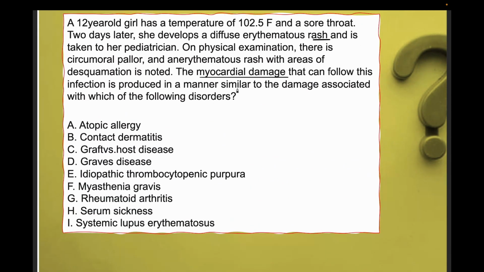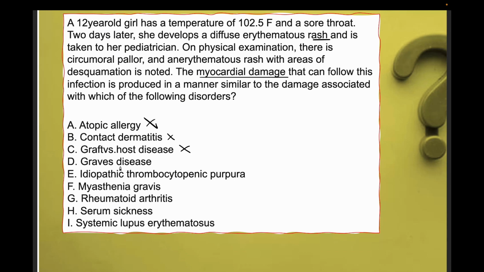Okay? So they are asking us for a disease that is similar to rheumatic fever. First, atopic allergy. Allergy, is it type 2? No, it's type 1. So wrong. Contact dermatitis, we took it, type 4, wrong. Graft versus host, type 4, wrong. Graves disease. Graves disease is considered to be type 2 hypersensitivity, but the mechanism is different. In rheumatic fever the antibody targets the myosin, causes destruction of the heart valves.